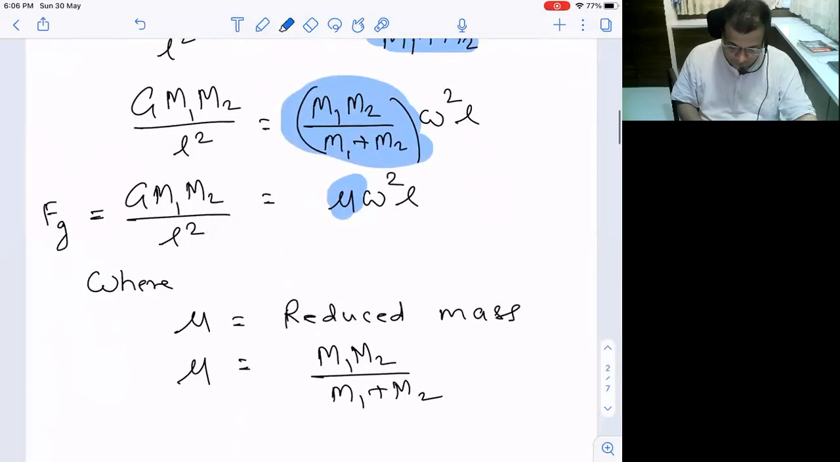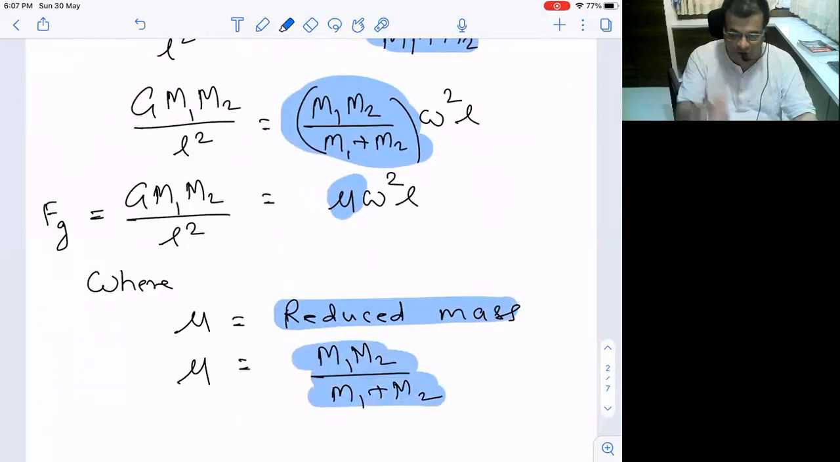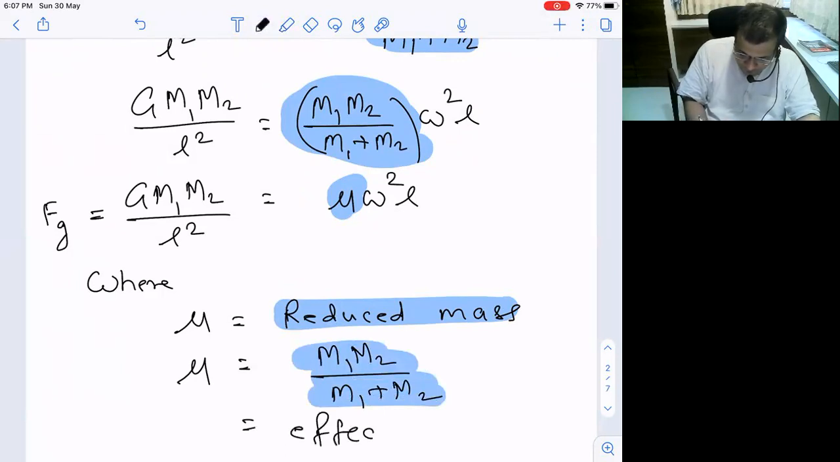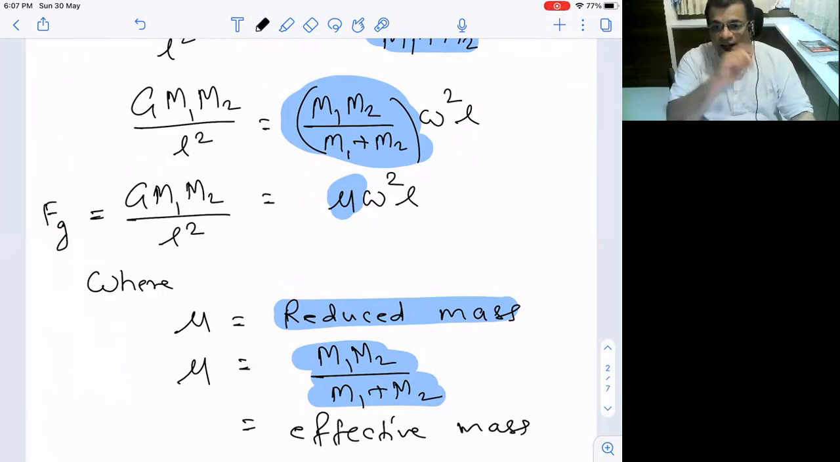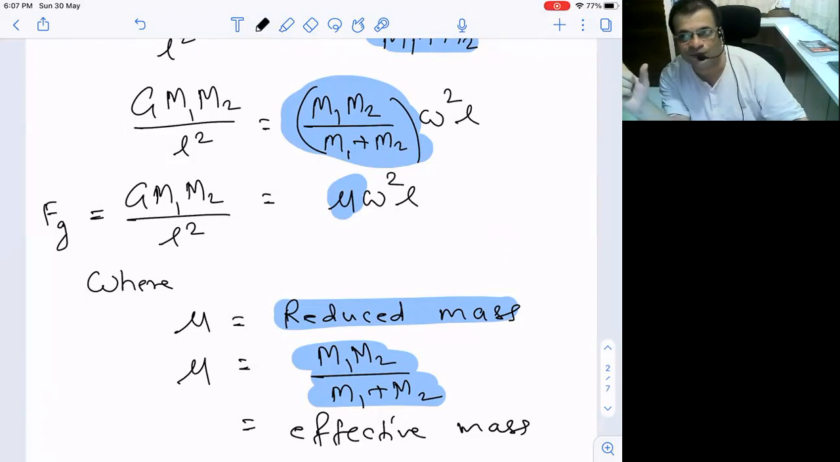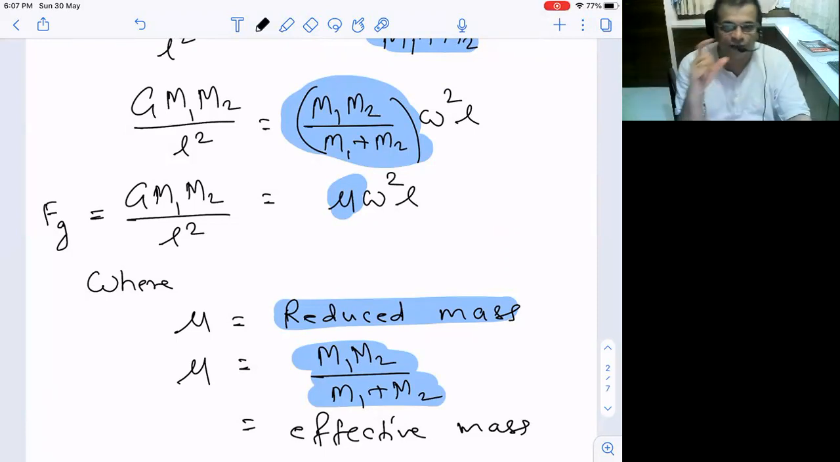This reduced mass is nothing but, simply speaking, the effective mass. We can say the effective mass. दोस्तों reduced इसलिए कहा जाता है because this effective mass is less than both M1 as well as M2. M1 से भी ये कम होता है, M2 से भी ये कम होता है, इसलिए इसको कहता है दोस्तों reduced mass.